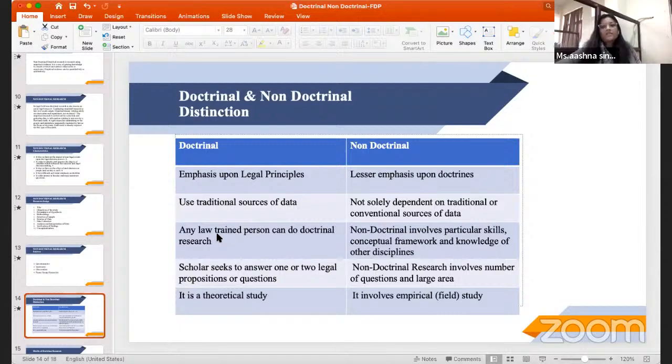Here, you as a scholar, as a researcher, try and figure out an answer for one or two legal propositions. It covers a wide variety, where a non-doctrinal would cover not just one aspect, two aspects, but broader aspects, compared to the tools that you are trying to inculcate in your research. As discussed, doctrinal research is a theoretical study, and non-doctrinal is an empirical field study.